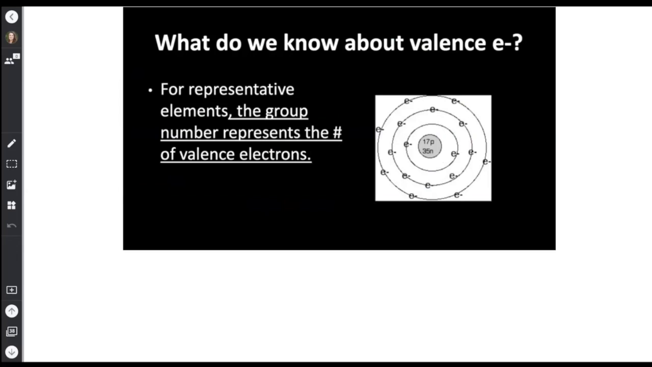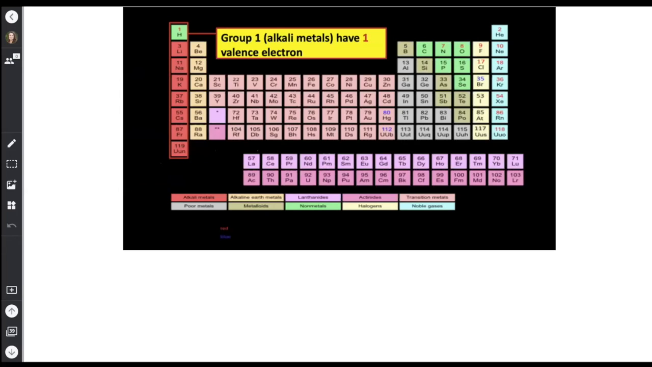All right, for our A group. So group 1, 2, 13, 14, 15, 16, 17, and 18. What is the max amount of valence electrons I can have? 8. There we go. Good job. Octet rule, yes.